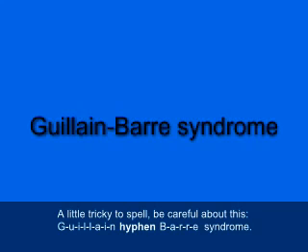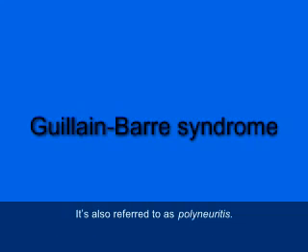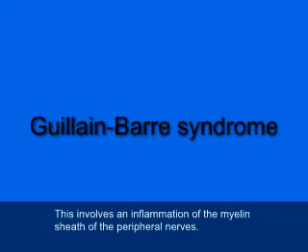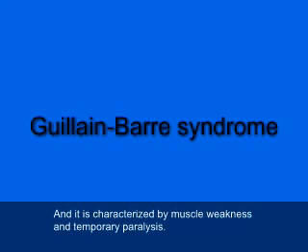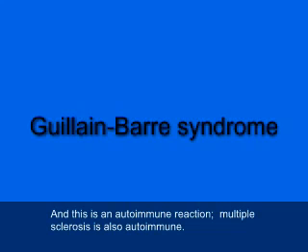Little tricky to spell. We need to be careful about this. Guillain-Barré syndrome. It's also referred to as polyneuritis. And this involves an inflammation of the myelin sheath of the peripheral nerves, and it's characterized by muscle weakness and temporary paralysis. And this is an autoimmune reaction.